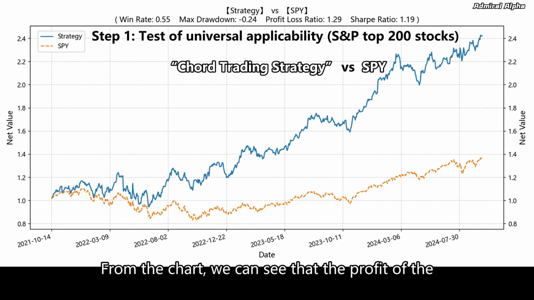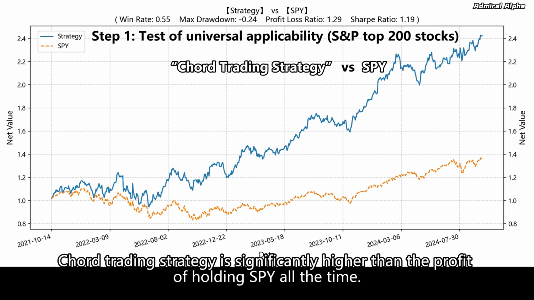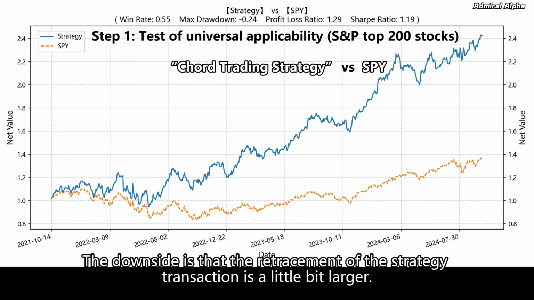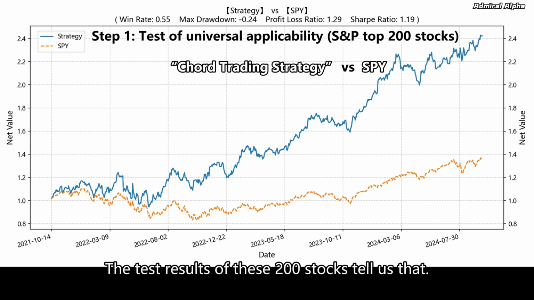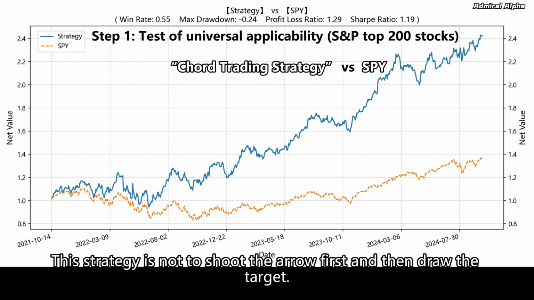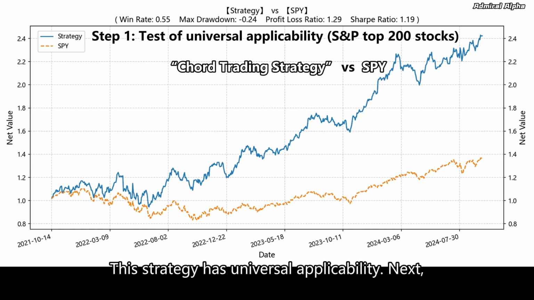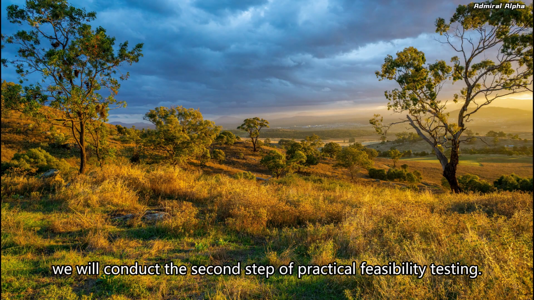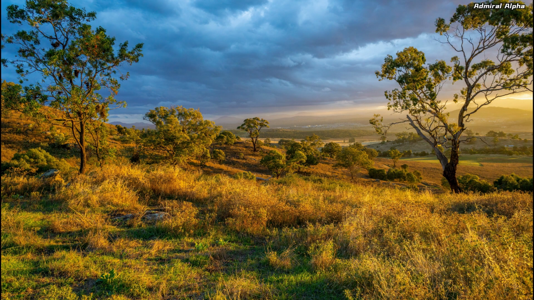From the chart, we can see that the profit of the Chord Trading Strategy is significantly higher than the profit of holding SPY all the time. The downside is that the retracement of the strategy transaction is a little bit larger. The test results of these 200 stocks tell us that this strategy is not to shoot the arrow first and then draw the target. This strategy has universal applicability. Next, we will conduct the second step of practical feasibility testing.